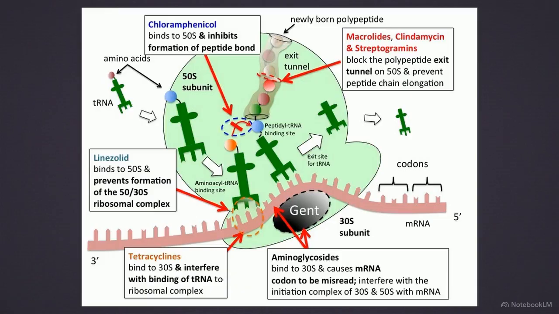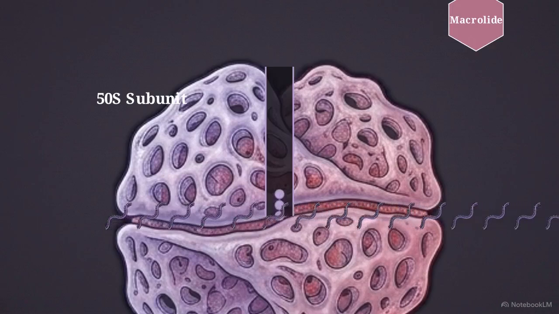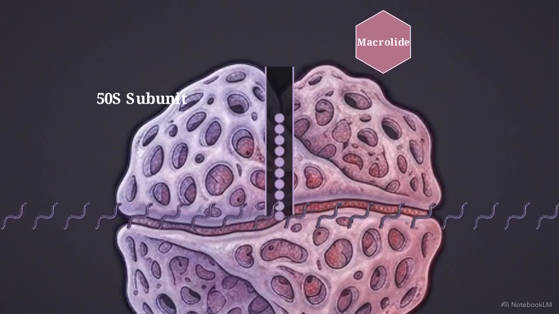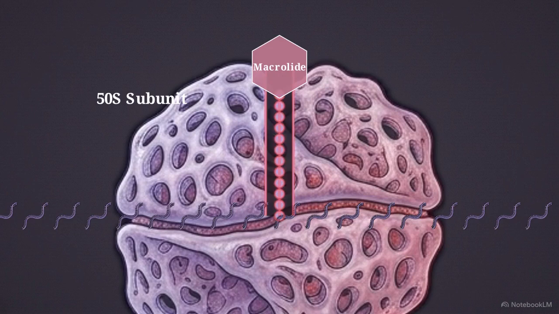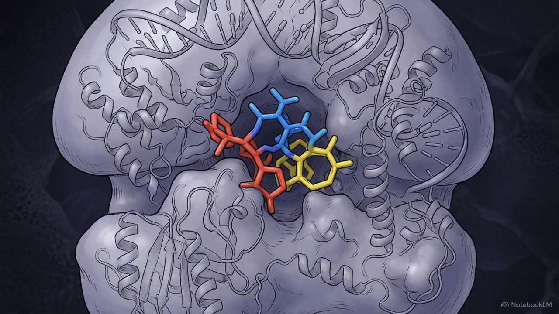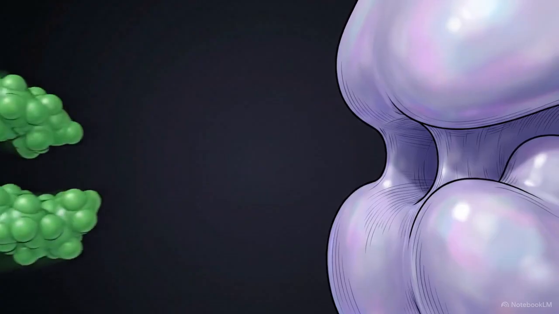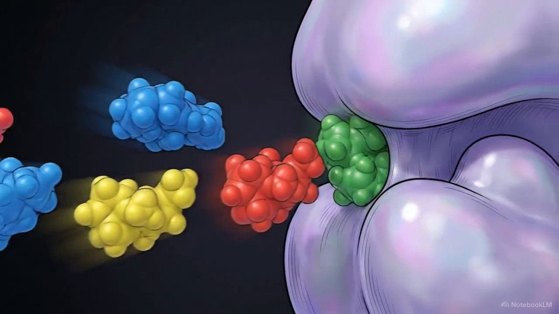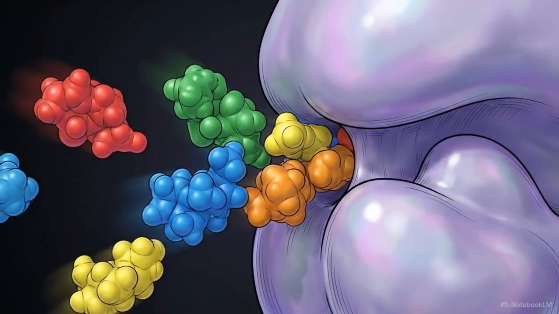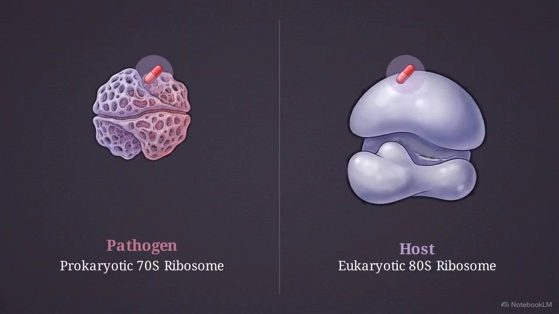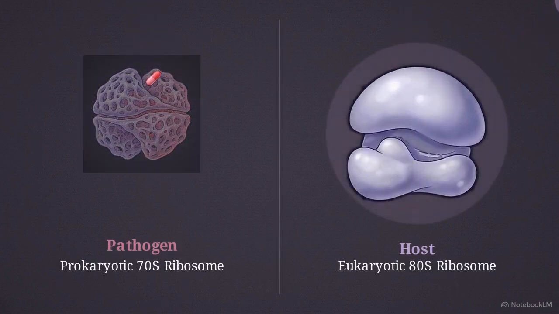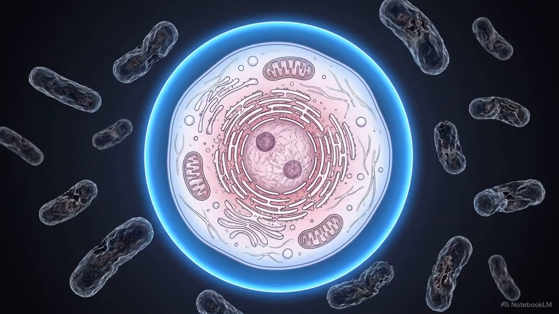Shifting focus to the top half of the structure, we find inhibitors targeting the 50S subunit, such as macrolides, clindamycin, and linezolid. Macrolides work by physically plugging the exit tunnel on the 50S subunit. This blocks the newly born polypeptide and completely halts peptide chain elongation. Because macrolides, clindamycin, and chloramphenicol all share overlapping binding sites on this tunnel, combining them in a patient causes antagonistic interference as the drugs compete for the exact same physical space. By specifically exploiting the structural differences between the prokaryotic 70S ribosome and the eukaryotic 80S human ribosome, these drugs achieve powerful antibacterial effects while largely sparing the patient's own cellular machinery.